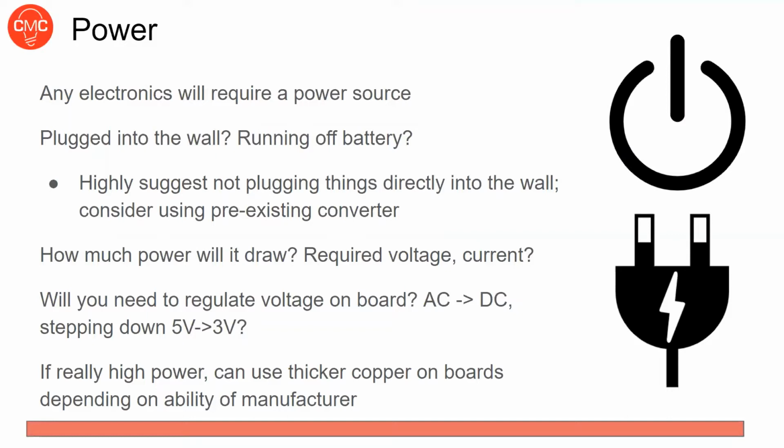How much power is this thing going to draw? What are the maximum required voltages and currents? Will you need to regulate voltage on board? Like, will you need to regulate AC to DC, or will you be stepping down 5 volts to 3 volts, or 24 volts to 5 volts? If it's really high power, you can use thicker copper on the boards, depending on the ability of the manufacturer. So you'll need to be defining that for your stack up.